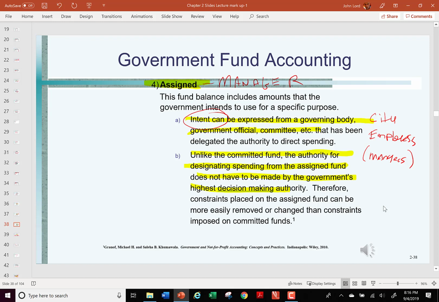Go back to enabling legislation and say, well, now that money that we didn't have before, we're going to use it for this. And of course, if you've already agreed with the external parties how you're going to spend the money, that's a contract, isn't it? So you're not going to be able to change that.